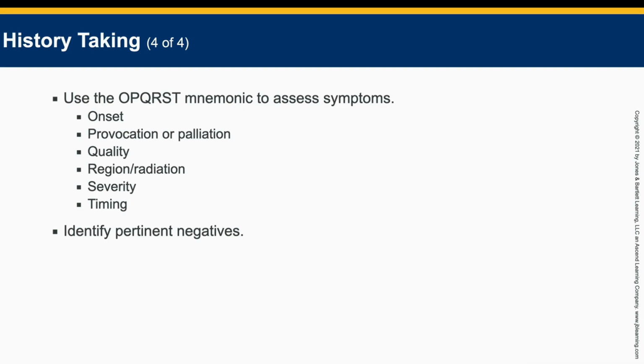The P stands for provocation or palliation. This means identifying what makes the symptoms better or worse. For example, you might ask if movement, breathing, or certain positions affect the pain. The Q stands for quality, which describes what the symptoms feel like. For example, the patient may describe the pain as sharp, dull, crushing, burning, or pressure-like. The R stands for region or radiation. This helps determine where the symptom is located and whether it spreads to other parts of the body.